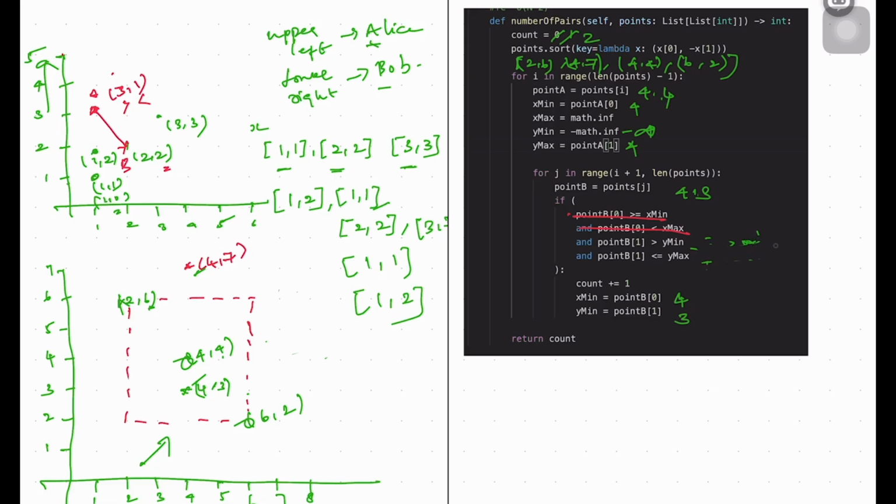Got it. Now our count would have got updated to 1. Okay, so this and this can form. Now 6 comma 2 will come. If you think of forming a fence like this, 4 comma 3 is on the plane. So how will we check that? Now our y min is 3, right? And here is 2.